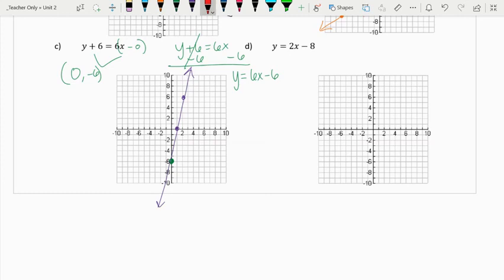Our last one for today is already in slope-intercept form. So just like we learned yesterday, we're going to go down 8 and put our point, and then move our slope of 2. So up 2 over 1. And do it a couple times, and then draw your line.